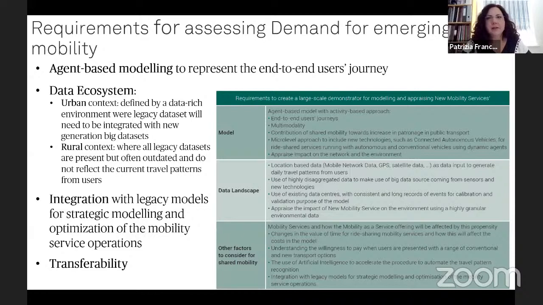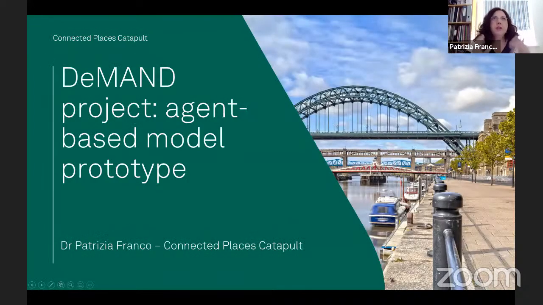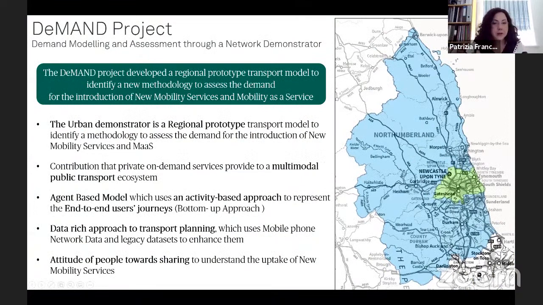So the demand modeling and assessment RAN network demonstrator was developed in the last year, like Nila said. The project is looking at developing a regional prototype. This is because we've noticed in the past, when building agent-based models considering the travel patterns in an area, urban areas are never isolated, and you should consider how people move around in the surrounding area too. Most of the time, that means creating a regional demonstrator in order to have an urban demonstrator itself.